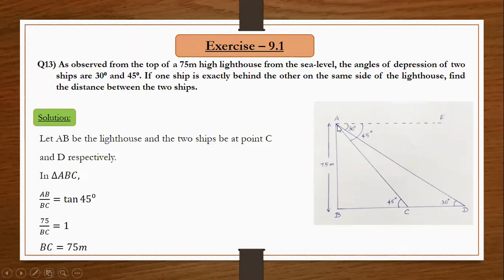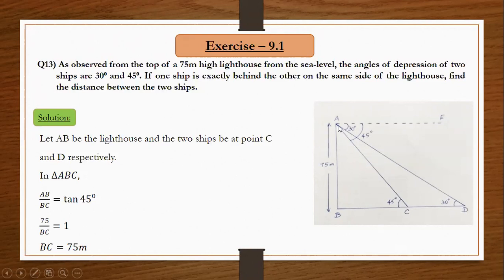So see, AE and BD are parallel to each other. So we can consider AD and AC to be the transversals, and angle ADB will be 30 degrees and angle ACB is 45 degrees. There is no need to explain all this. It is understood that because of this, the angles are 30 degrees and 45 degrees. So this goes with every angle of depression kind of question. Okay. Now we'll move on to the question.